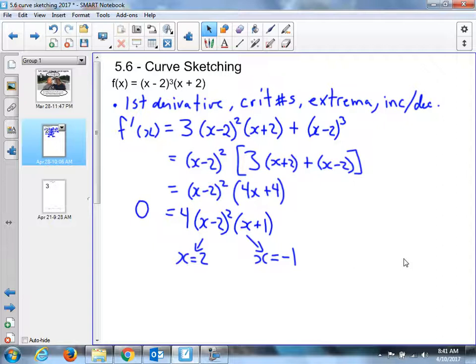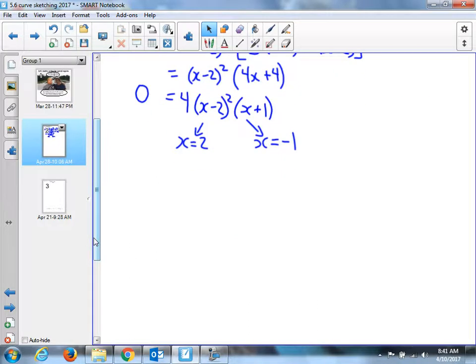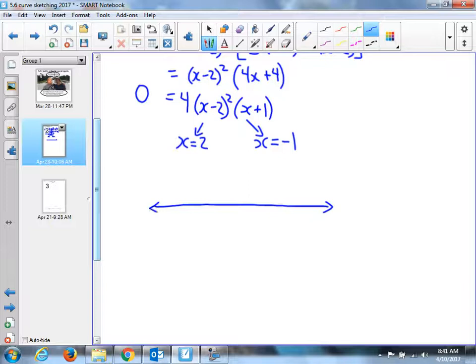Sign analysis, right? Little number line. So we're going to do some sign analysis. I'm only putting on these two values, -1 and 2. We know that zero's in between. You don't need to plot everything else.